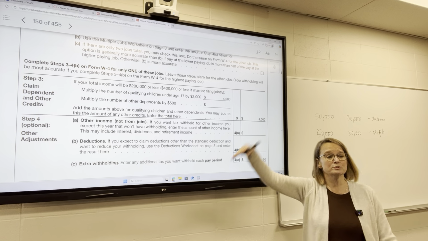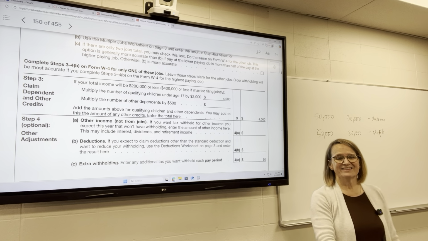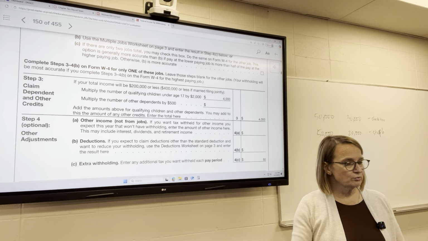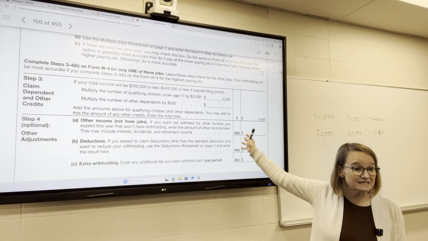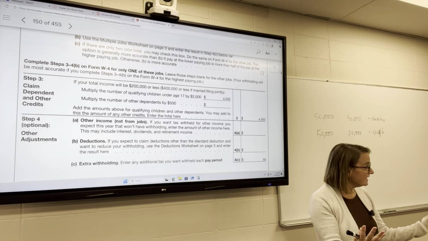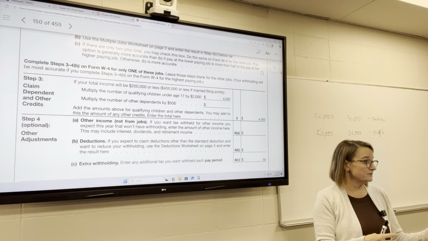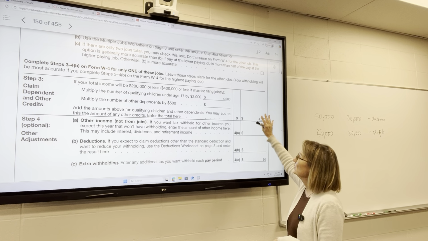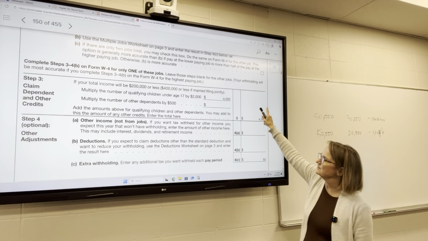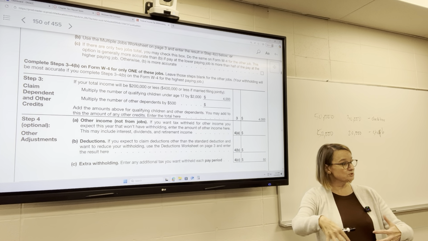Because what this is going to do is lower withholding. The IRS is never concerned with raising withholding. So if you didn't claim it, your withholding would go up, and the IRS is fine with you not claiming it even if you're entitled to it. What they don't want you to do is claim it if you're not entitled to it, because, like I said, what this does is it reduces withholding.